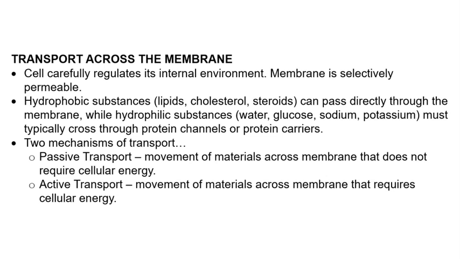The cell carefully regulates its internal environment in the maintenance of homeostasis. The plasma membrane is selectively permeable and permits only certain substances to cross. Of those substances, the chemical properties of that substance determine how it will move across the plasma membrane. Hydrophobic substances such as lipids, cholesterol, or steroids can pass directly through the membrane, while hydrophilic substances such as water, glucose, sodium, and potassium must cross through protein channels or protein carriers.